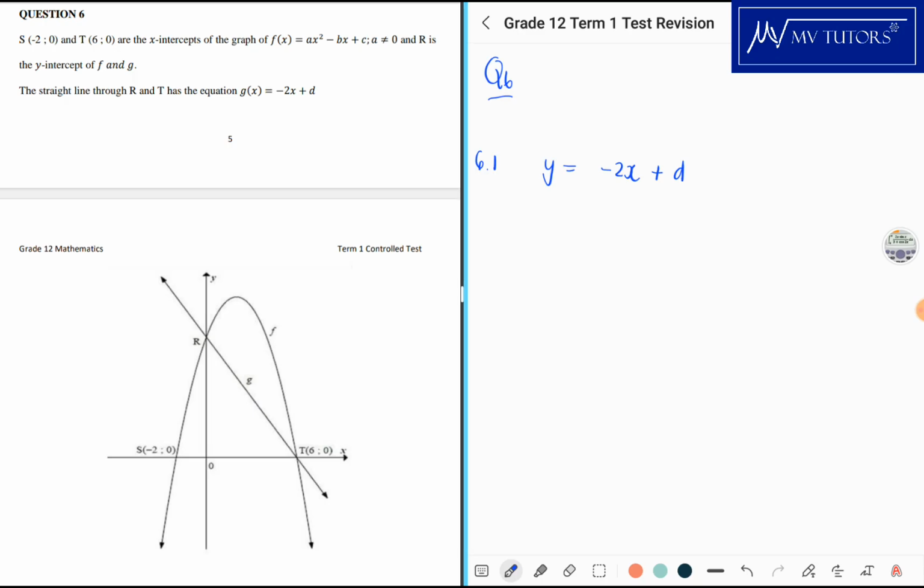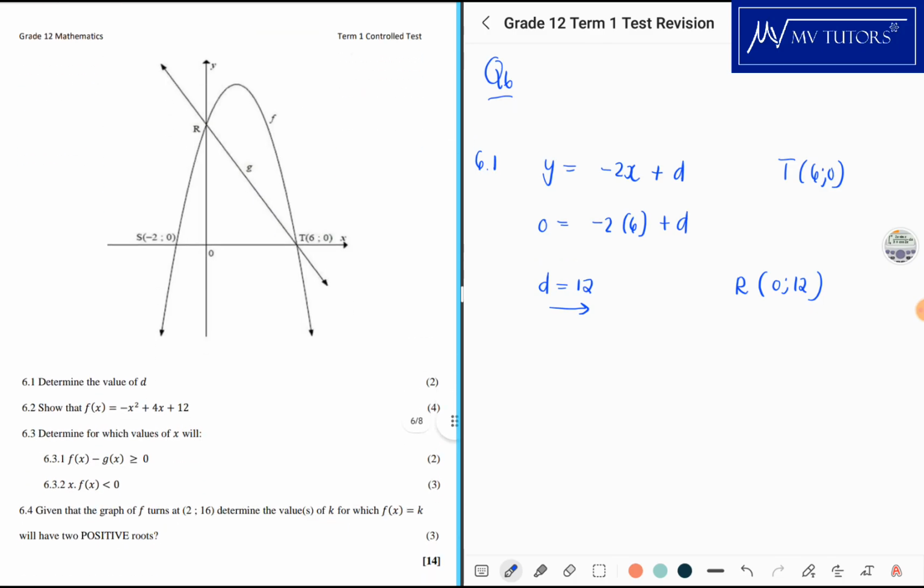All right, and I see that we do have a point called t. And t is 6 and 0. So I can go ahead and substitute 0 in the place of y and 6 in the place of x. And therefore, I find that D is actually 12. All right. So I can note for myself that actually R is 0 and 12. Okay. Now, let's go to the next question, 6.2.